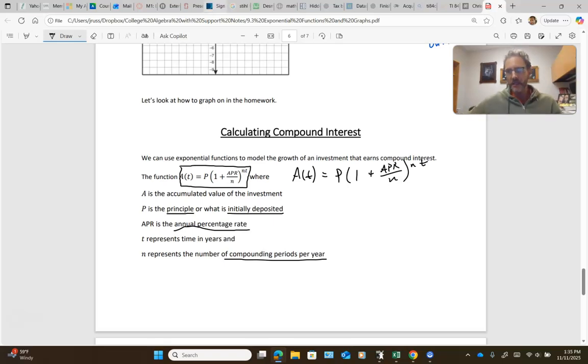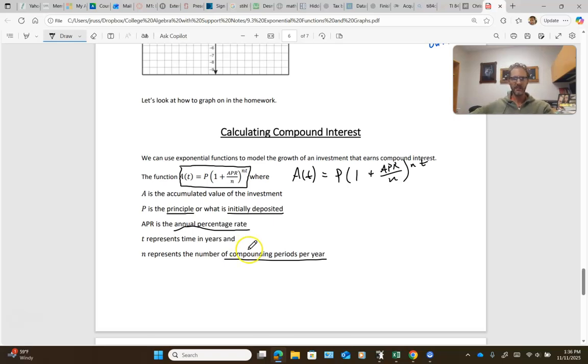Typically, unless your account is earning just simple interest, which only grows linearly, compound interest will cause your investment to grow exponentially. And the reason is because you have that interest compounding throughout the year, and then whatever's left at the end of the year is left to then draw interest.